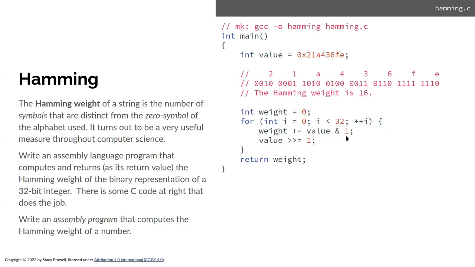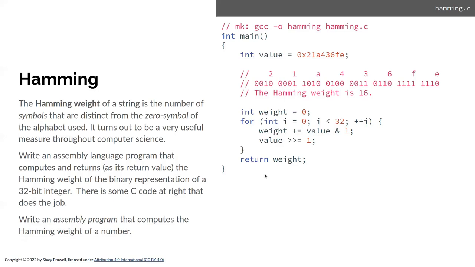So the next time through the loop, I do a bitwise AND of one and one. Well, that's one. And so I add one to the weight. Previous loop, I added zero to the weight. Now I added one to the weight and shifted again. And I keep doing that 32 times to count up the number of ones that would be in the binary representation of this number. Okay. And I should get 16. And you can put this code in and run it and see how that works. This is C code that does the task that we're talking about.